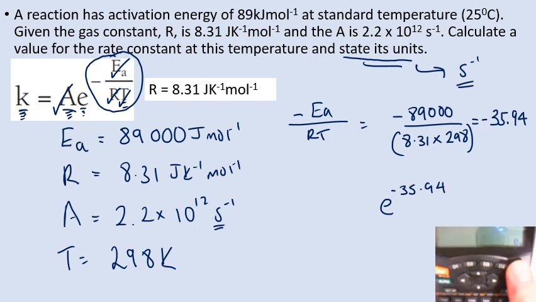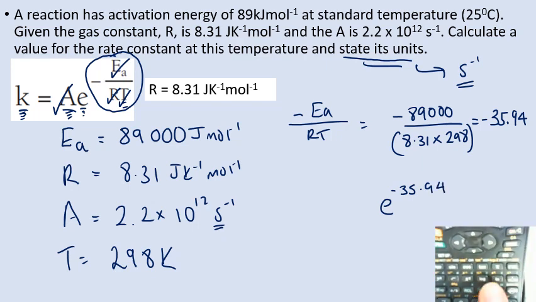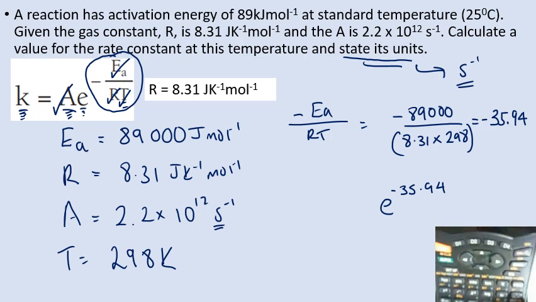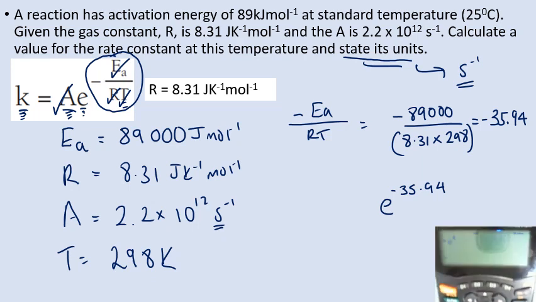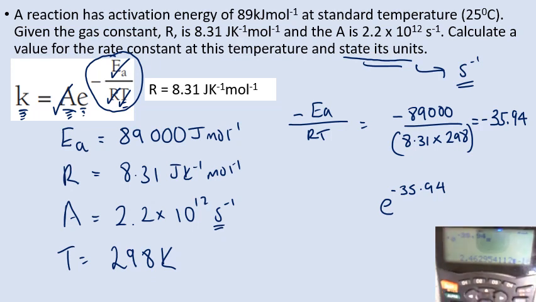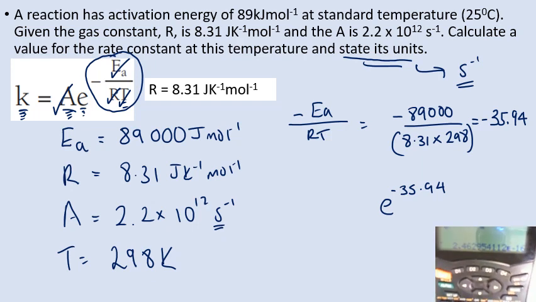My e to the power button is here. It's my function ln button. It's most likely the same on your calculator. So we're looking for the ln and the function or the shift e to the x. So I'm going to press second function and e to the x. And we see we've got e to the power of something. That's now going to be minus 35.94. So how you work your calculator is important here. Press equals. I now have a value for e to the minus 35.94.